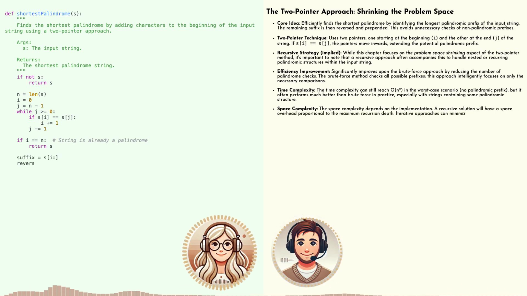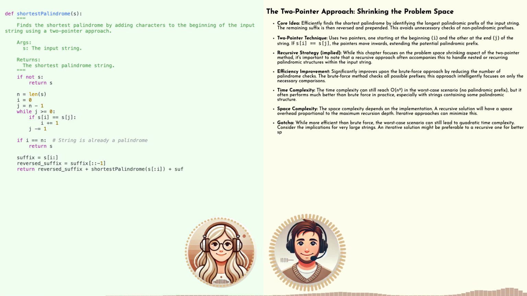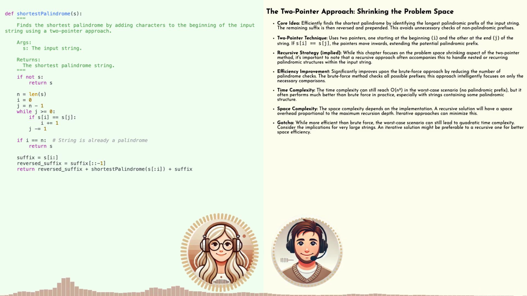Imagine you have one pointer starting at the beginning of the string and another at the end. So for our example, string ABCD, one pointer would be on A and the other on D. Exactly. Now you move these pointers inward, comparing the characters they point to at each step. If the characters match, both pointers move one step closer to the middle. I see what you're getting at.